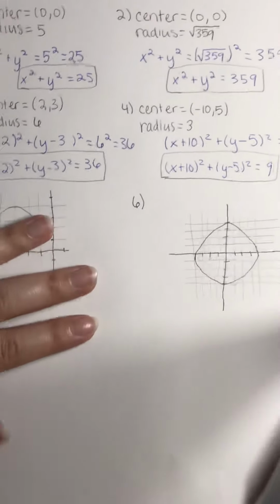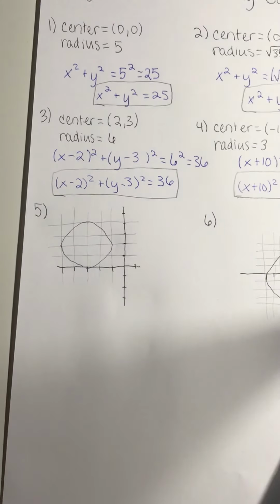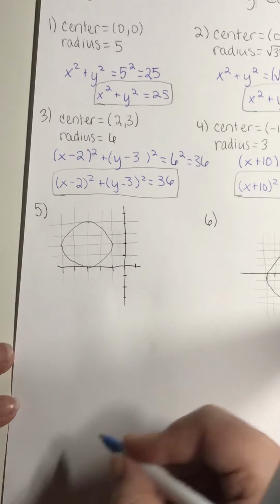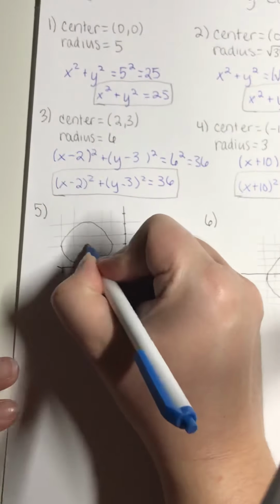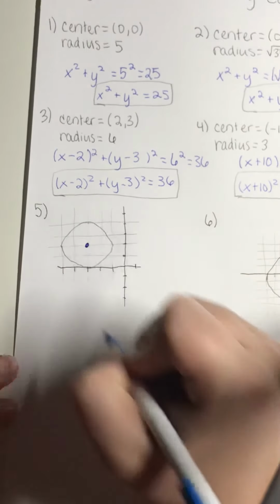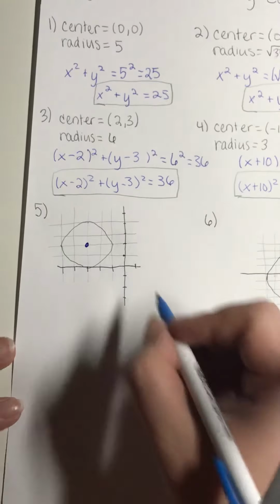Now let's look at some where they give you the graph. Essentially, I'm going to have about the same kind of steps starting off, but I need to look at the graph. Let's identify the center on this graph. The center point is right here in the middle of the circle. They didn't tell me what it was, but I can look at that graph and tell for myself.